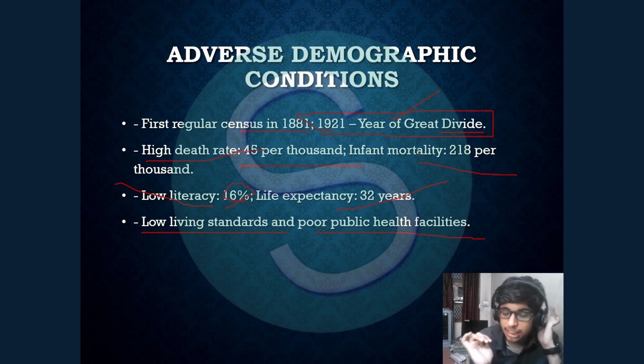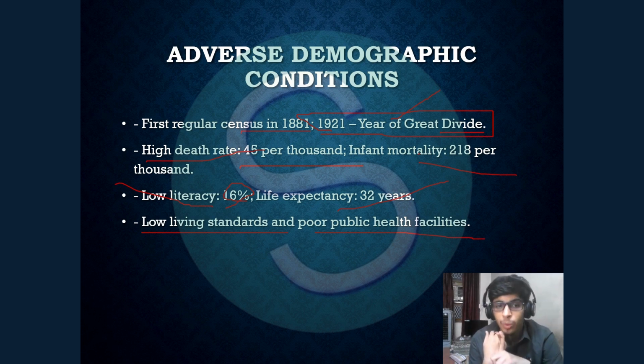Look guys, our census was held in 1881, and after that 1921 was considered a year of Great Divide. The death rate was 45 per thousand. Infant mortality rate was 218 per thousand. And these both rates you have to learn because they are important from the exam point of view. You have to mention the figures there.